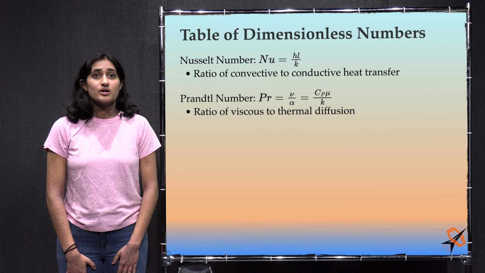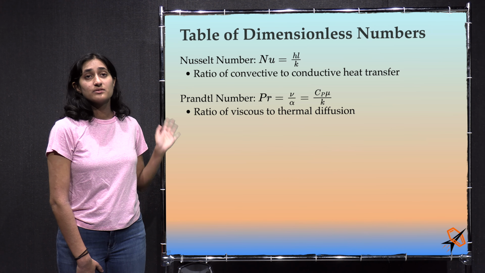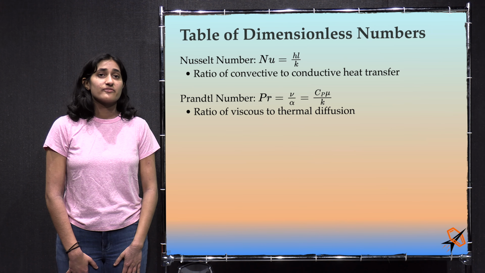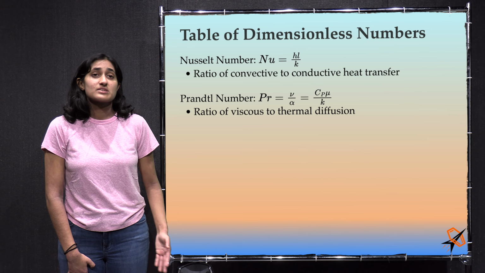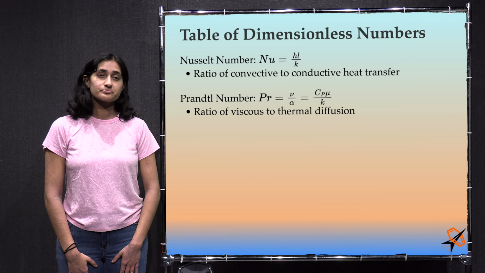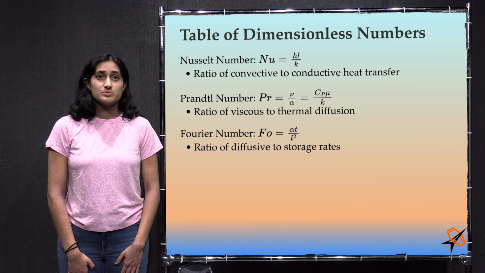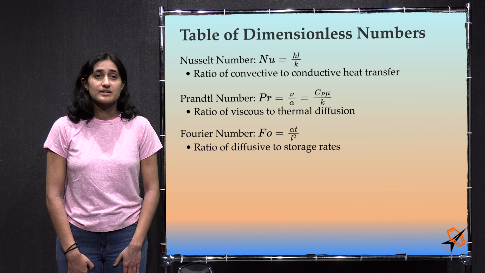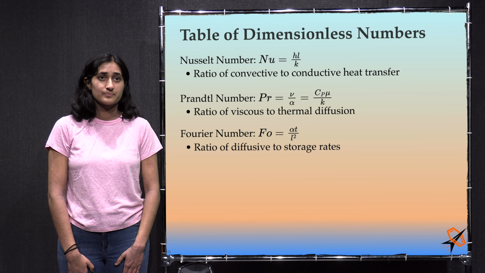Next is the Prandtl number, which is given as the ratio of the kinematic viscosity to the thermal diffusivity, or the heat capacity times the dynamic viscosity divided by the thermal conductivity. It is a measure of the ratio of viscous diffusion to thermal diffusion. Next is the Fourier number, and it is given as thermal diffusivity times the time divided by the characteristic length squared. It is the ratio of the thermal diffusive rate to the storage rate in transient heat transfer.